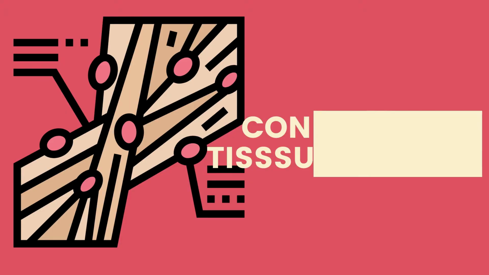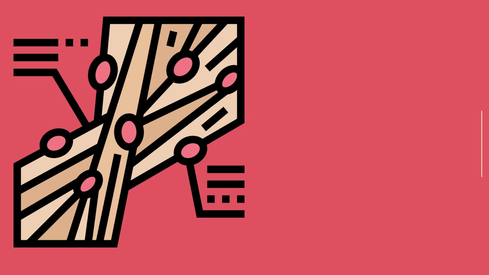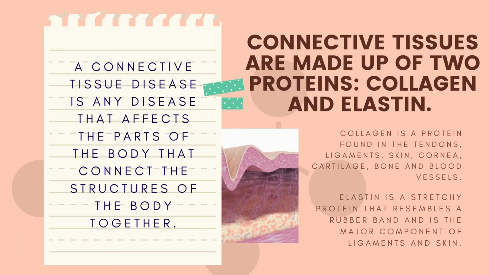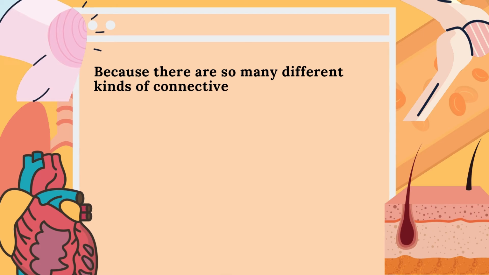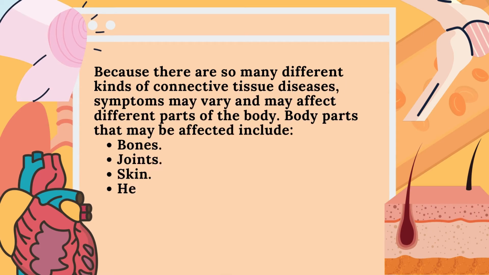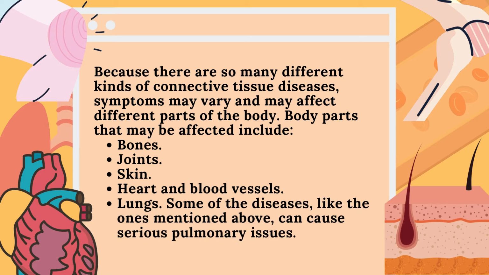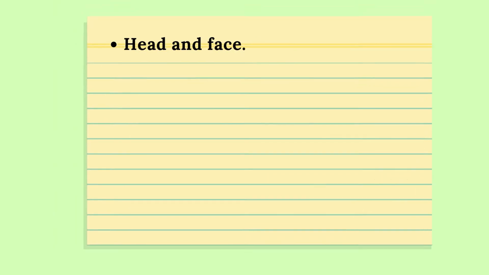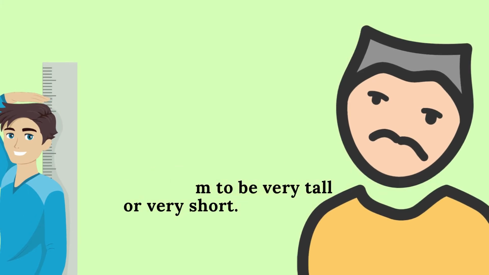Now, let's move on to connective tissue disease. It is any disease that affects the parts of the body that connect it together. What are the symptoms of connective tissue disease? Symptoms may vary and affect different parts of the body, and that may include bones, joints, skin, heart and blood vessels, and lungs. That may also include a distorted head and face, or some decrease in height.